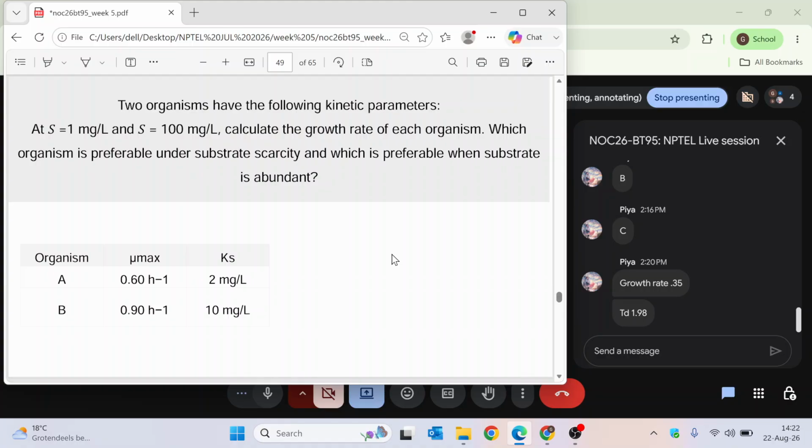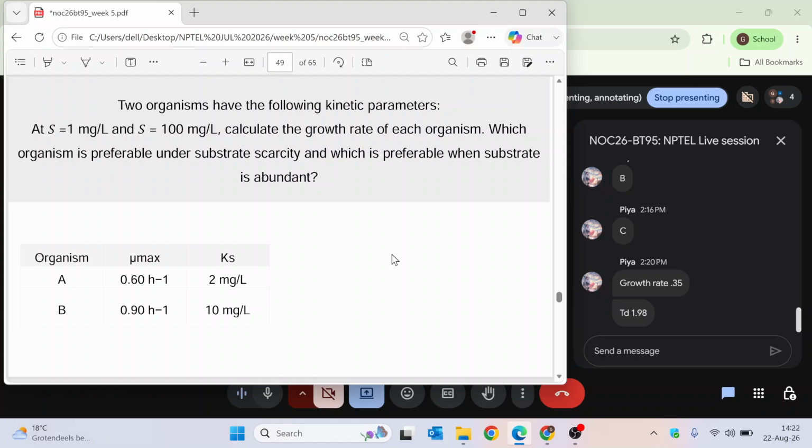Next question is, two organisms have the following kinetic parameters at substrate concentrations of 1 milligram per liter and 100 milligram per liter. Calculate the growth rate of each of the organisms. Which organism is preferable under substrate scarcity and which is preferable when the substrate is abundant?